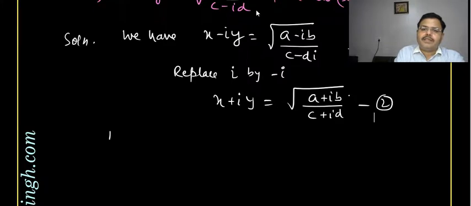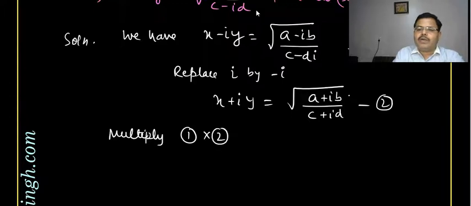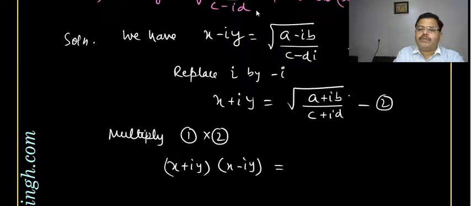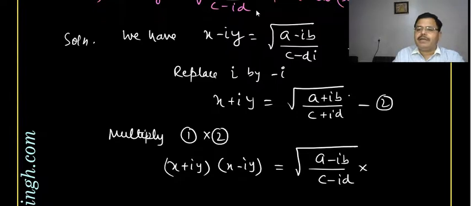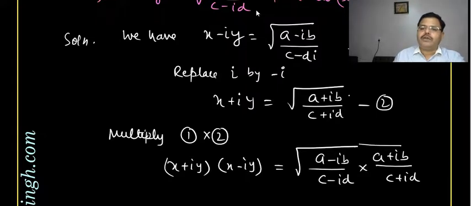You can do like this. This is the simplest way to do this. Multiply 1 into 2. You will have (x plus iy) into (x minus iy), that is the conjugate of a complex number. And here it will be (a minus ib) upon (c minus id), multiplied by the same, in root, (a plus ib) upon (c plus id). That will also be inside the root.